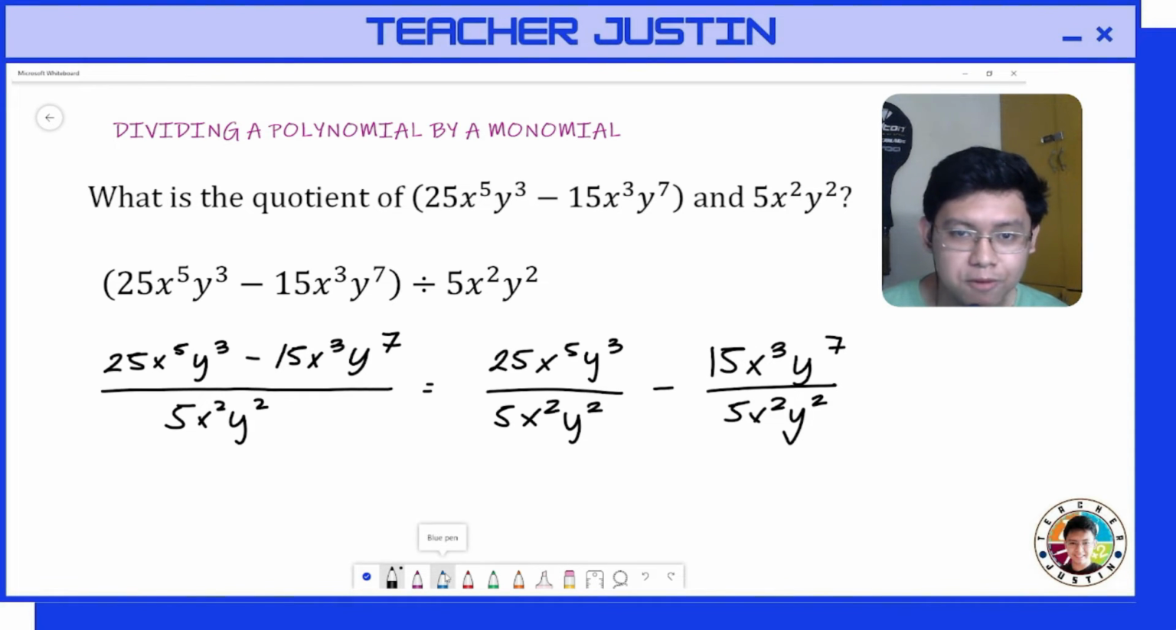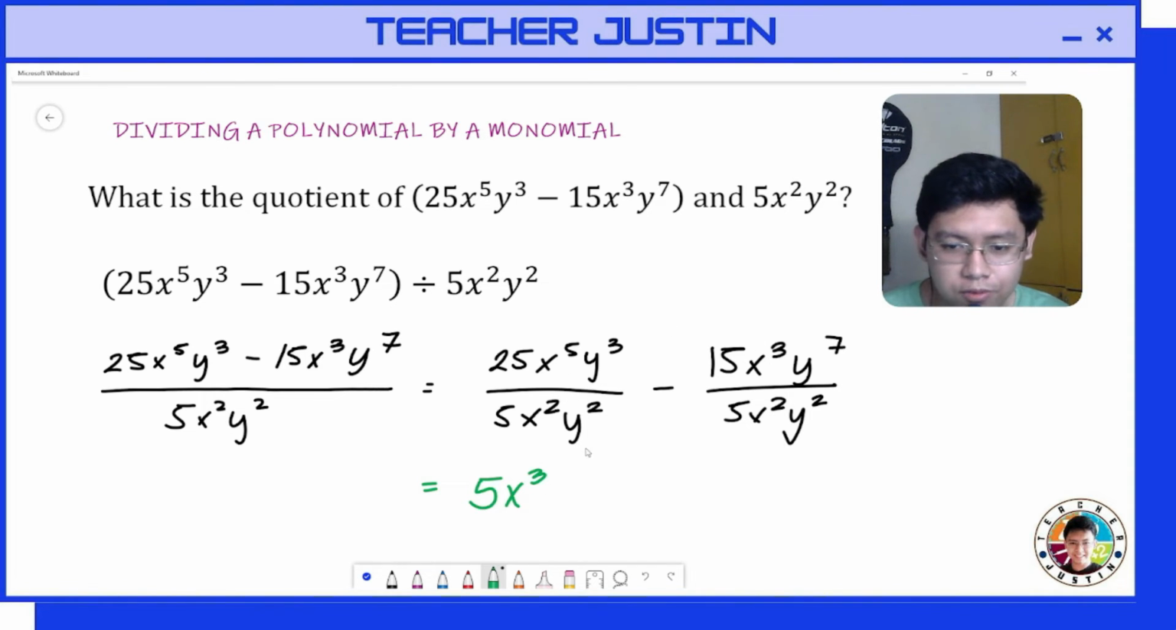In simplifying each term, we will apply the rules in dividing monomials, wherein we divide the coefficient by the coefficient, and variables by variables, using the quotient rule. Let's start with our first term. Here we have 25 divided by 5, that will be 5. Then x raised to 5 divided by x squared. So copy the variable x and subtract the exponents. 5 minus 2 is 3. So that will be the exponent of x.